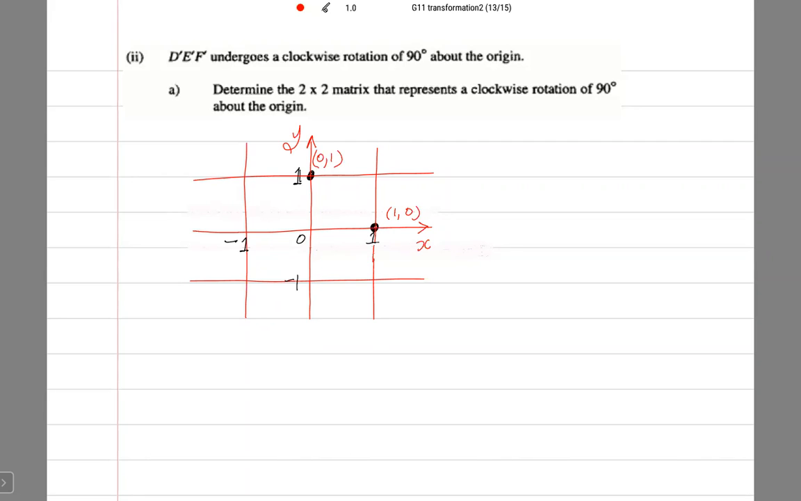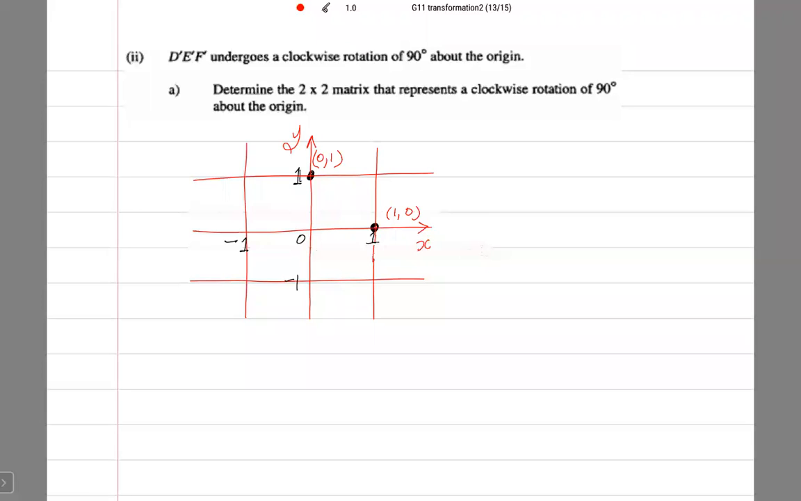Apply the transformation to these 2 points, and what you get from applying the transformation to these 2 points would be the 2 by 2 matrix that represents that particular transformation. I'll show it to you in action.